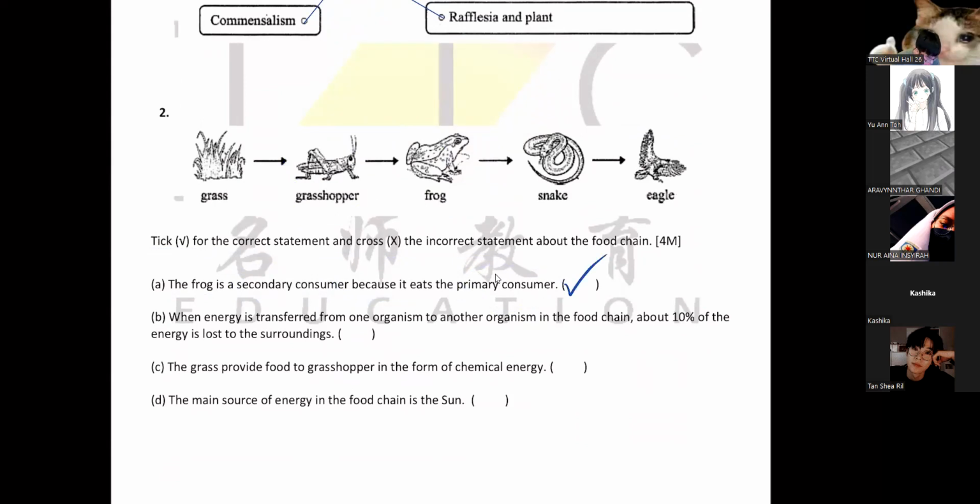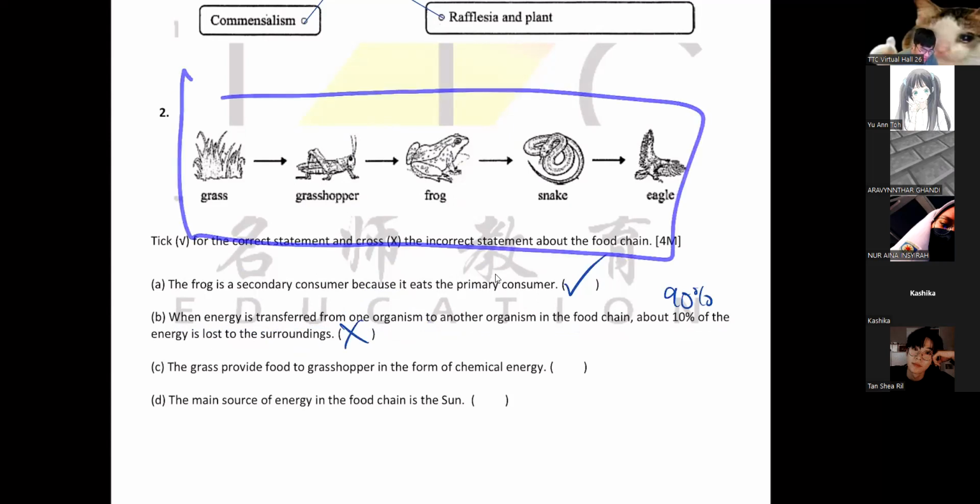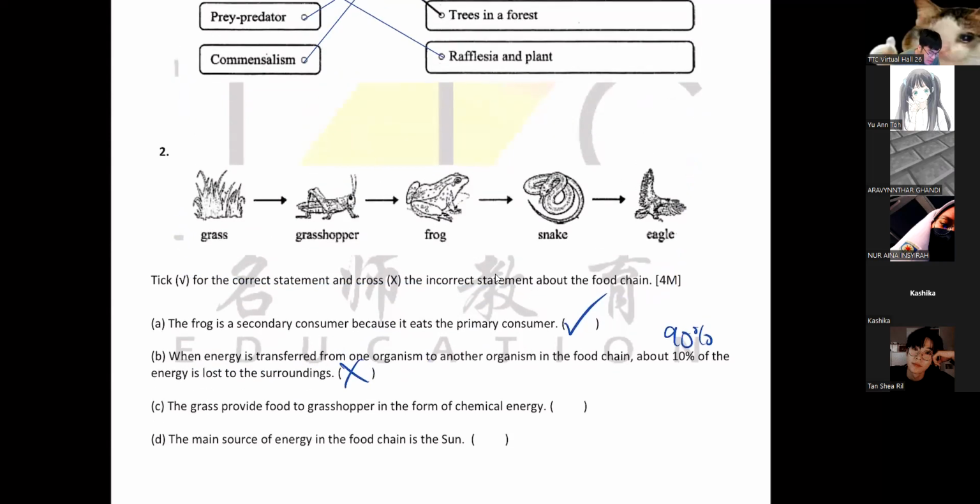Okay, number 2. When energy is transferred from one organism to another in the food chain, about 10% energy is lost. No, 90% is lost. Only 10% is passed to the next. So this is wrong. Hey guys, talking about this 10%, do you know why? You might say, hey sir, this one you say only 4 levels, why does this one have 5? Okay, let me tell you something. Like I said, only 10% passes on to the next level.